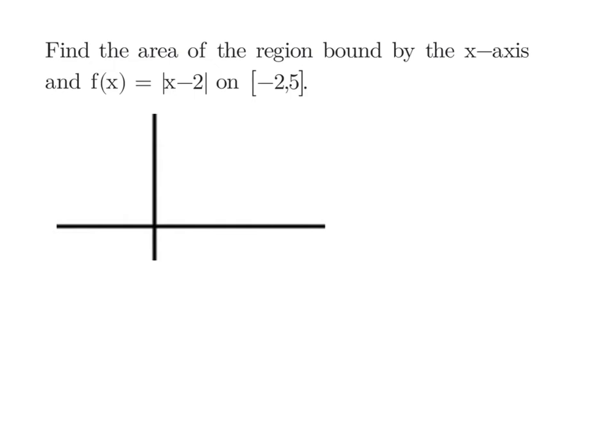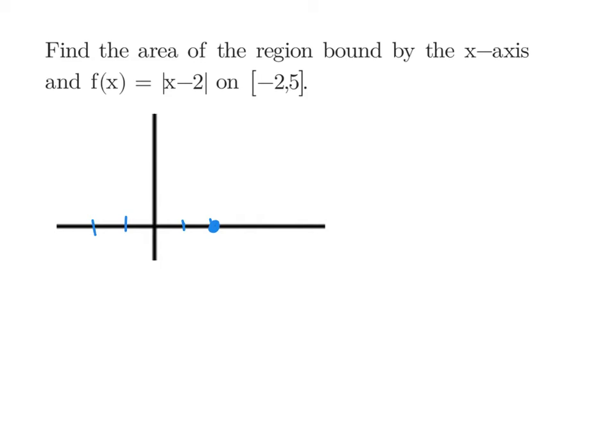All right, let's find the area of a region bound by f of x equals the absolute value of x minus 2 on the interval from -2 to 5. Well, f of x equals x minus 2 is that absolute value function. It's that v that has an x-intercept at 2. The slope on either side is going to be 1, but we want to go from -2.